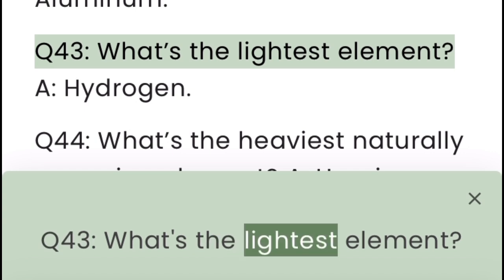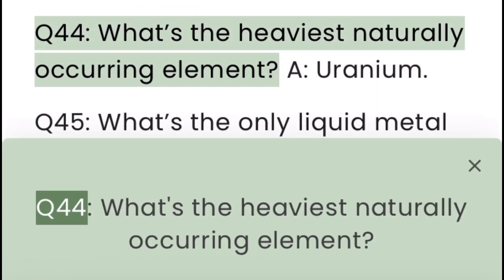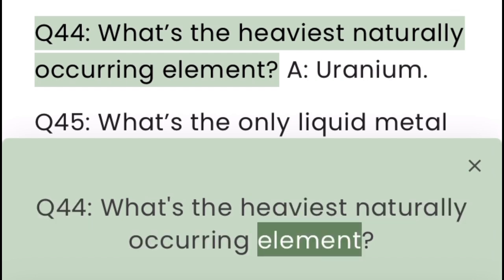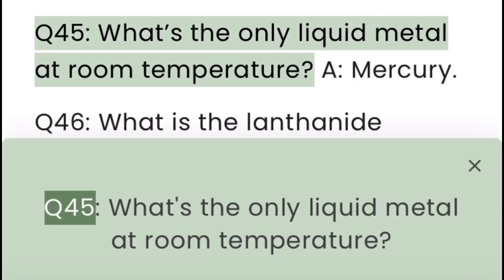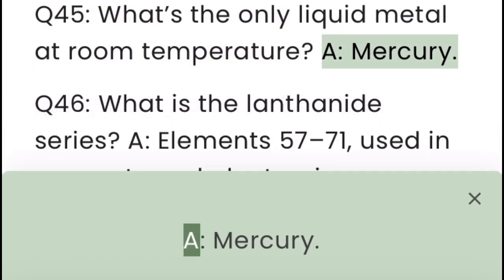Q43. What's the lightest element? A. Hydrogen. Q44. What's the heaviest naturally occurring element? A. Uranium. Q45. What's the only liquid metal at room temperature? A. Mercury.